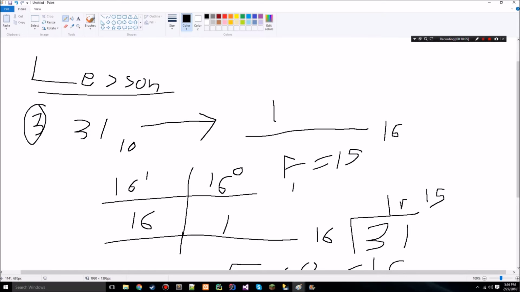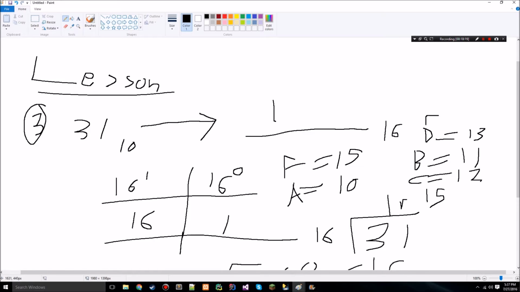So A equals, let me just write them. A equals 10, B equals 11, C equals 12, D equals 13, and then of course E equals 14. Just a bit of clarity for you. So the answer is 1F, base 16. And if we want to check this, we can go ahead and multiply 1 times 16, and then we add 15 times 1, so 16 plus 15 is 31.